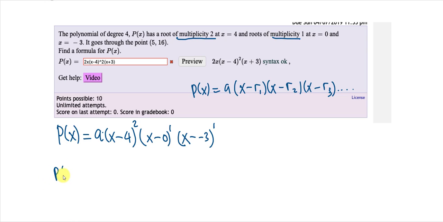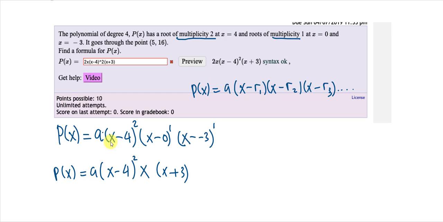If I simplify this again, one more step. So a times (x minus 4) squared, this is x minus 0 is nothing. So it's just x. And then this becomes x plus 3. Okay, so in this formula, the only thing that we are missing is the value of a. We don't know the value of a. That's why we need to solve for that.